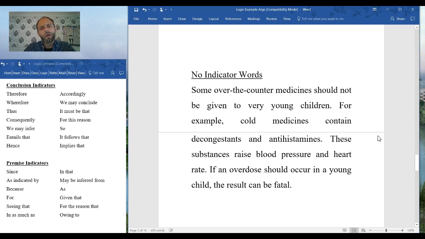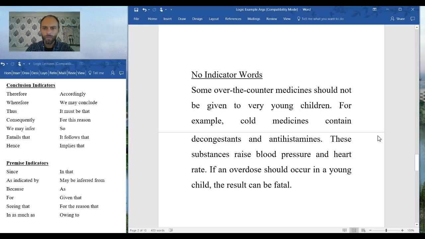So generally the way we talk, recall the hint at the beginning of the lecture, generally the way we talk if we don't use indicator words is that the conclusion is the first statement of the argument. And this argument seems to be no exception. The first statement is some over-the-counter medicine should not be given to very young children. And then the rest of the paragraph gives some examples of bad things that could be in medicines and the way children could react to those bad things. So all of the latter sentences seem to be reasons to support the first sentence.